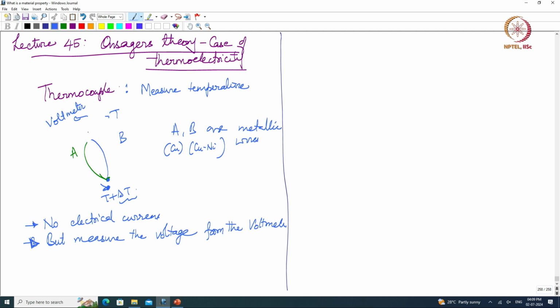And I connect a voltmeter. So, the voltmeter is in red. I am not passing any current. Electrical current J equal to 0, J_E equal to 0.